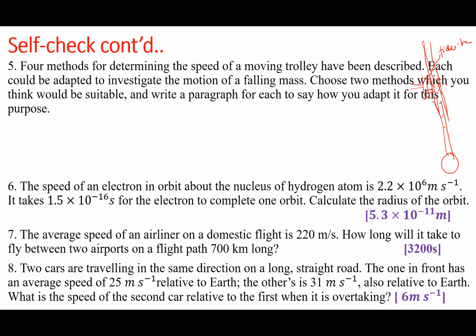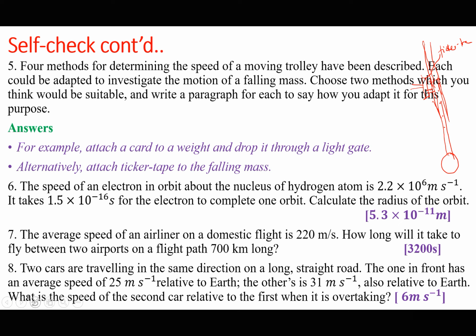That's one method. You could also attach a card to a weight and drop it through a light gate. You could just reverse the same diagrams that we have, but in the vertical, because this is falling. So you can attach a card to a weight and then drop it through a light gate. So you can write paragraphs for that. I've given you explanations previously. You can attach a card to a weight and drop it through a light gate. You can alternatively attach a ticker tape to the falling mass. So you can describe those methods.